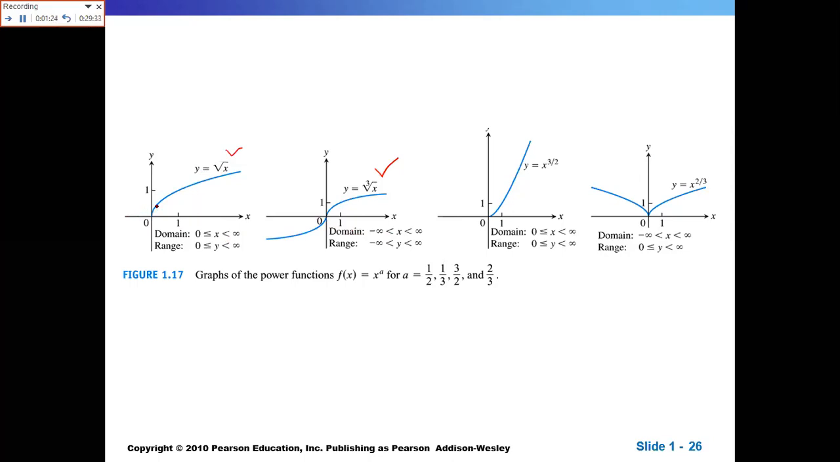Yes, good. So all the ones that were not going to the left are these. And these, because they have the odd root, we're going to the left, right? We're going to the left on this one, we're going to the left on this one. Clear, guys? Okay?